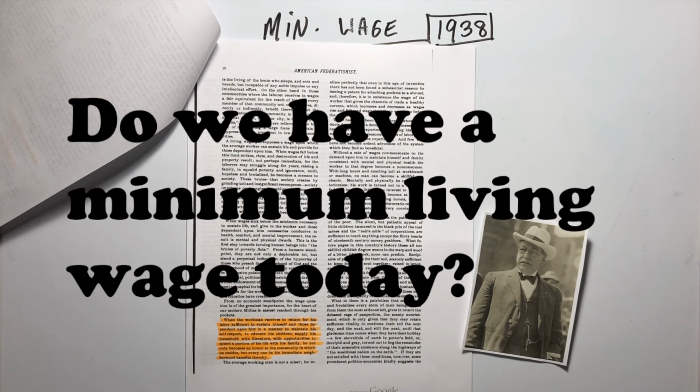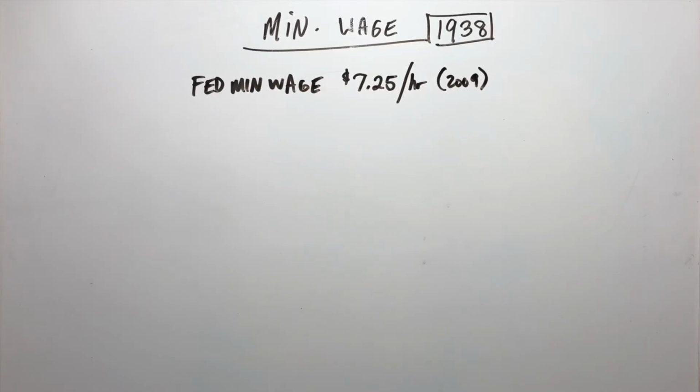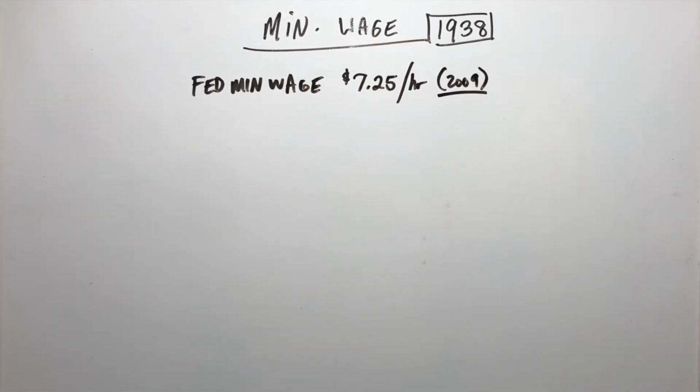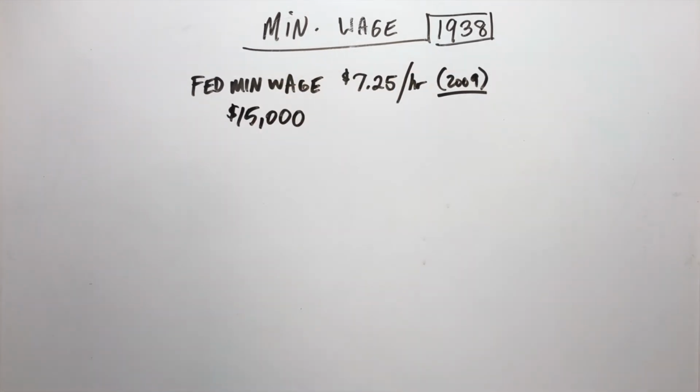Now, do we have a minimum living wage today? I don't think anyone would argue with me when I would say that we do not. Currently, the federal minimum wage is $7.25 an hour, and that was set in 2009. If someone works what we consider a regular 40-hour work week and works for an entire year, this basically equates to $15,000 per year.